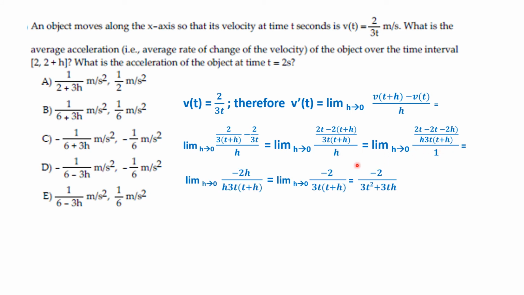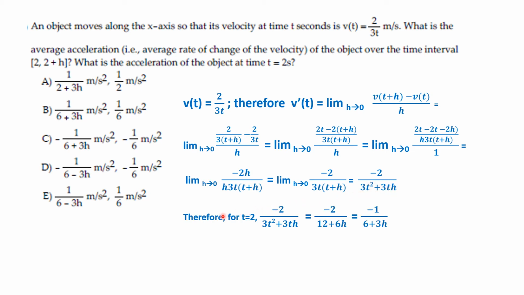Now this could be rewritten as the limit as h goes to 0. We will have to cross the 2t with the 2t. We will be left with negative 2h divided by h multiplied by 3t all multiplied by t plus h. We can also cross out the h with the h, and that will give us the limit as h approaches 0 of negative 2 divided by 3t multiplied by t plus h. We can take the 3t inside. We'll get 3t squared plus 3th.